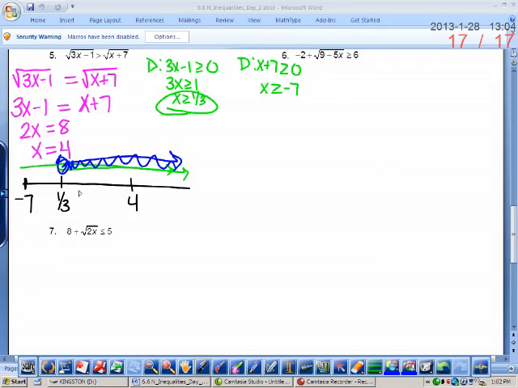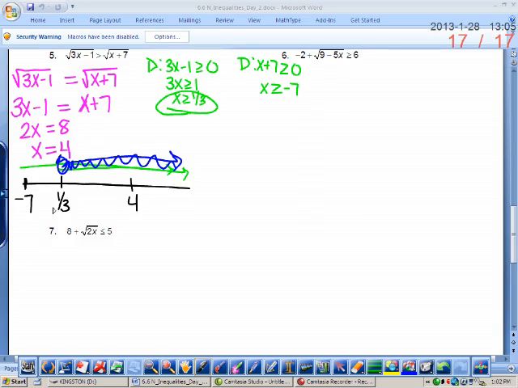You look for the more restrictive domain. Okay? So that means I only need to test points in between 1/3 and 4 and in between 4. Now, say you don't remember this and you test points back here, you're going to figure it out because you're going to get the square root of -1, which you can't do.